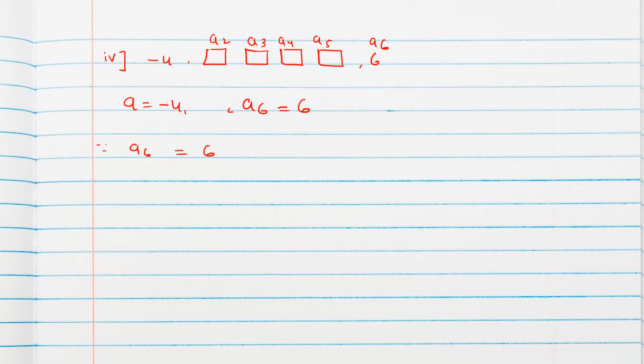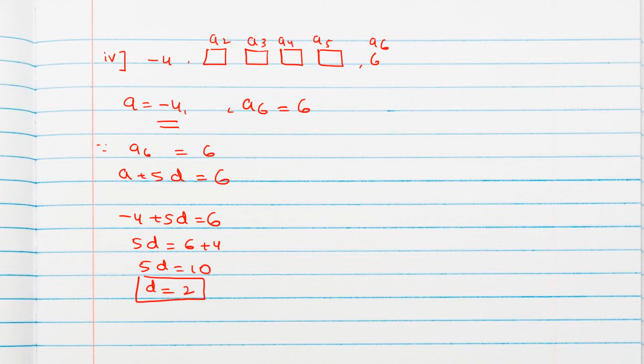Question number 4. Minus 4 is given, then 4 empty boxes are given, and then 6. That is, A is given as minus 4, A2, A3, A4 and A5 we should find, and A6 is given as 6. Since A6 is 6, and A6 is A plus 5D, and the A value is also given, minus 4 plus 5D equals 6.